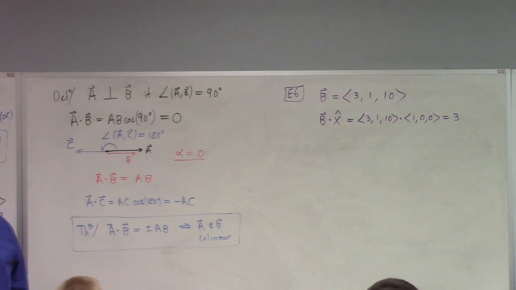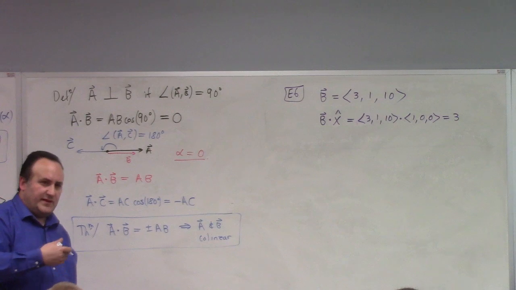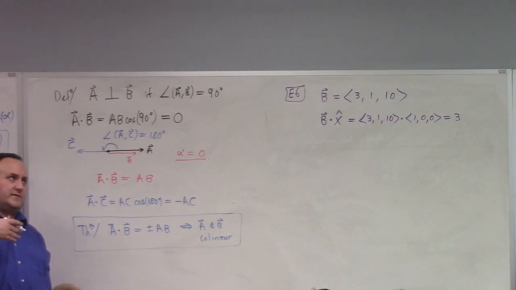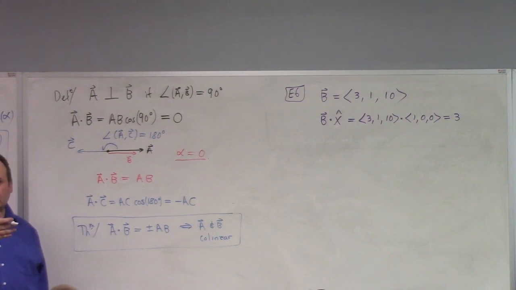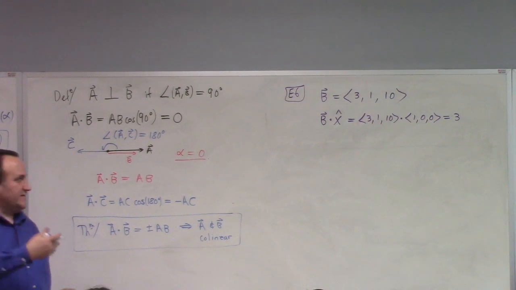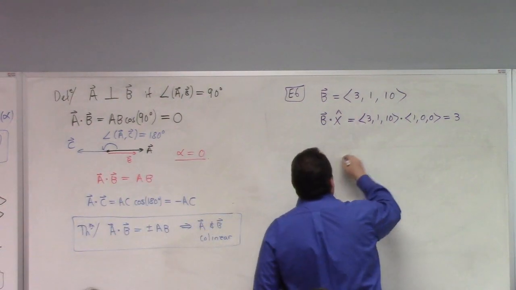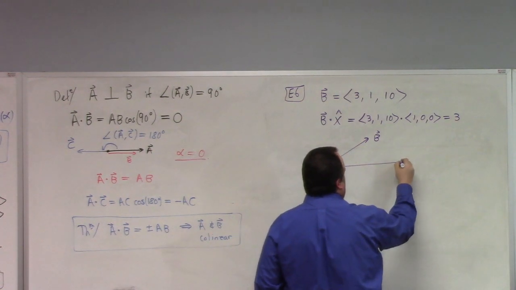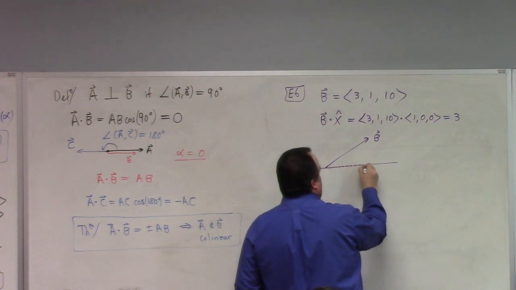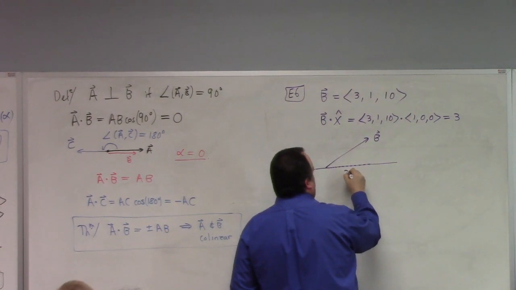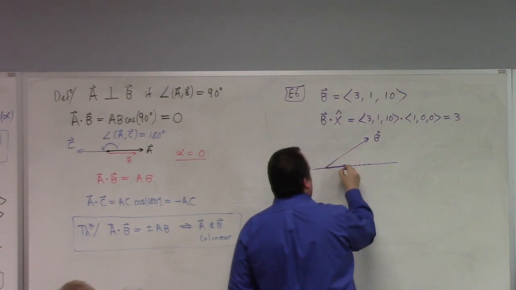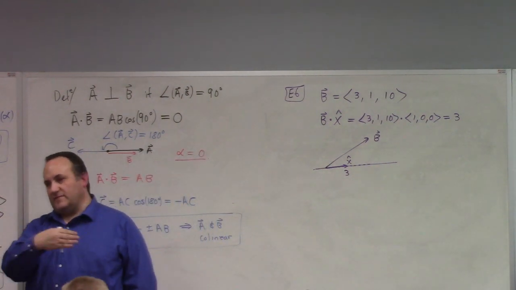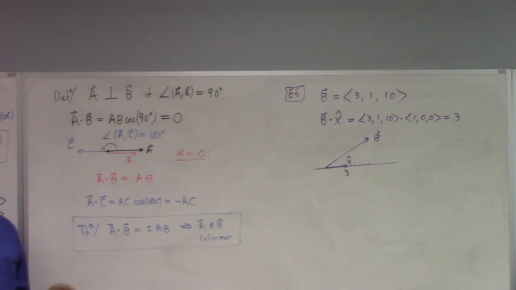So in other words, the dot product of a vector, b in this case, with a unit vector tells me the length of the part of the vector which lies in the direction of x. If I could draw a picture like this, this is b abstractly speaking, and if this is the x direction, then this right here is 3. So the length of the part of b which lies in the x direction is given by the dot product of b with x hat.